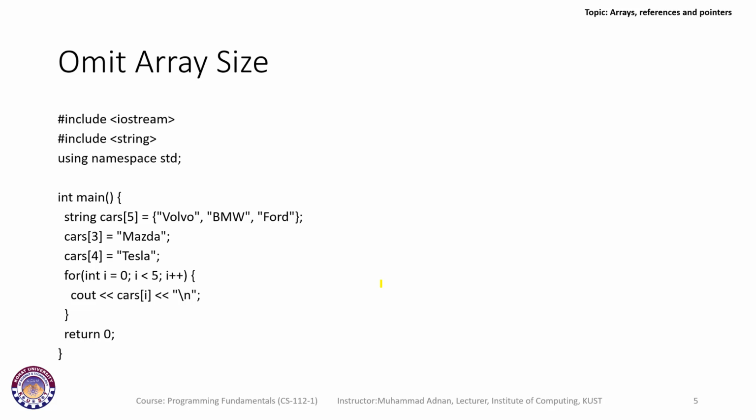So here we have an array of type string called cars having 5 elements: Volvo, BMW and Ford. Now we initialize it to 3 values, but later on you can insert Mazda and Tesla at locations 3 and 4. And using a for loop, you can retrieve the data from the array.